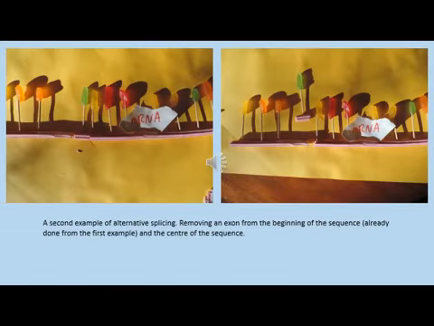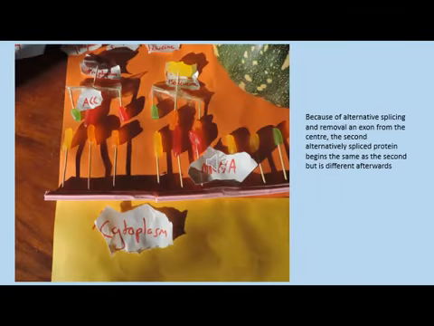A second example of alternate splicing is removing an exon from the beginning of the sequence, like we did in the first one, and the center of the sequence as well. We remove an exon from the middle. Because, like in the first example of alternate splicing, we removed the first exon, we have the same starting point in this example. So we have the codon UGG and the anticodon of ACC. So our first amino acid will again be tryptophan. But because we removed the second exon, the next part of our sequence is different. And the next amino acid we code for is isoleucine.